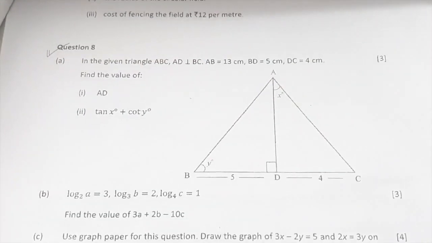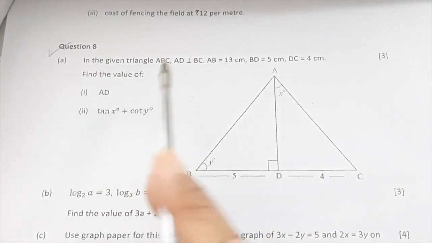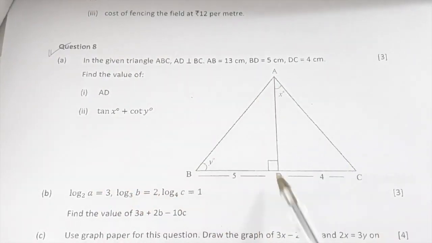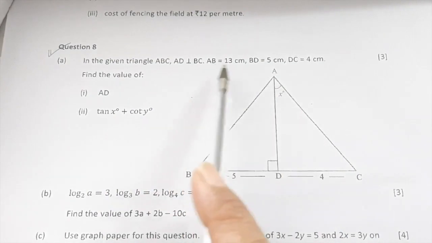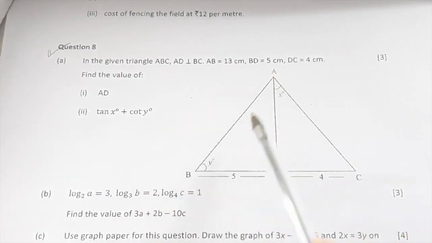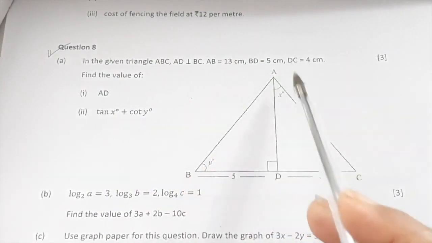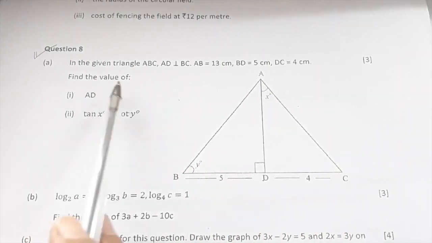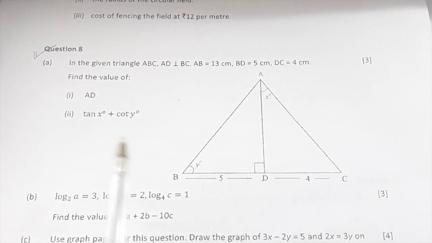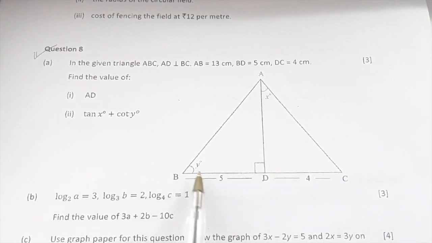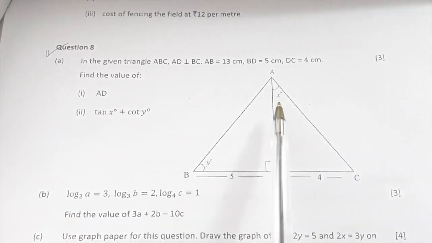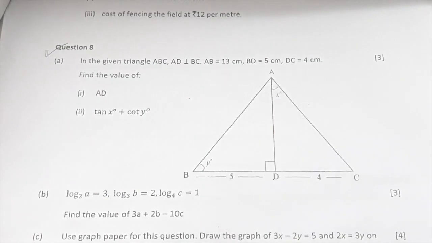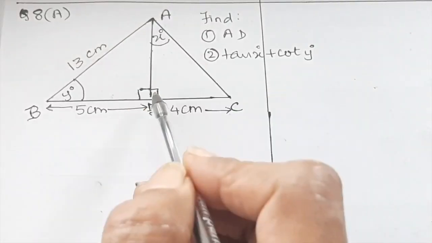Question number 8 is a trigonometry question. In the given triangle ABC, AD is perpendicular to BC, AB is 13, that is this, BD is 5 centimeters and DC is 4 centimeters, and we have to find the value of AD and then tan x plus cot y, where this is y degrees and this is our x degrees. So the question is to find AD.